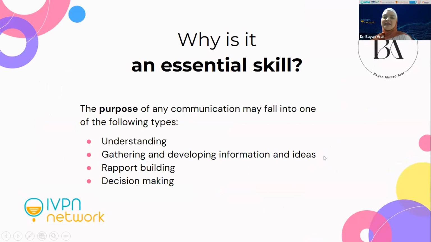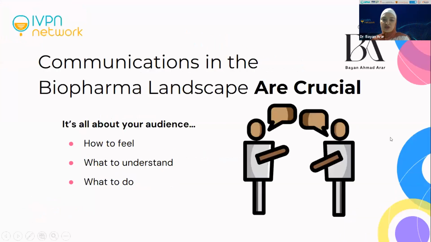So why is it an essential skill? Why are communication skills essential? The purpose of any communication may fall into the following types. First, understanding. Second, we need to gather and develop information and ideas. We need to build rapport. Also, to make decisions, and this is the most important. We need our conversations and our interactions to be translated into actions, and this is why communication skills are important.